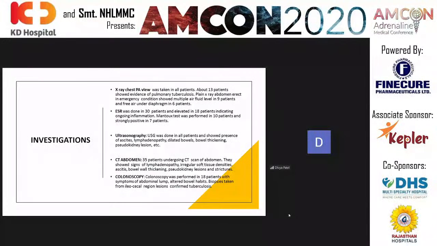CT abdomen: 35 patients undergoing CT scan of the abdomen showed signs of lymphadenopathy, irregular soft tissue density, ascites, bowel wall thickening, pseudokidney lesions, and stricture. Those who underwent colonoscopy presented with symptoms of abdominal lump and altered bowel habits, and biopsies taken from the ileocecal lesion confirmed the tuberculosis.